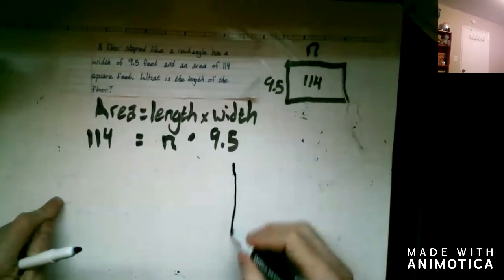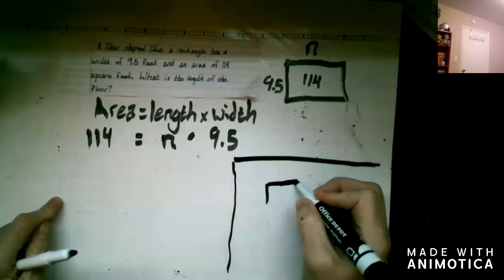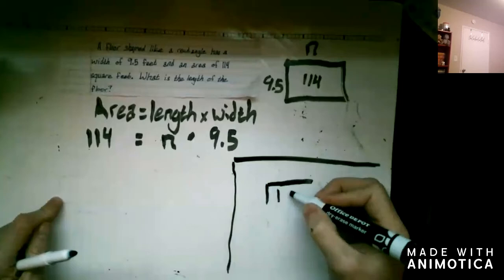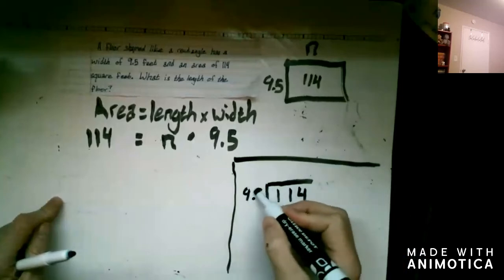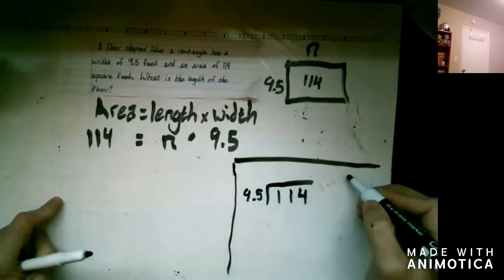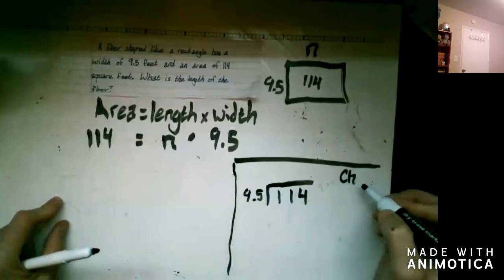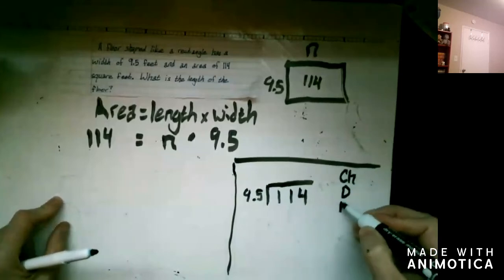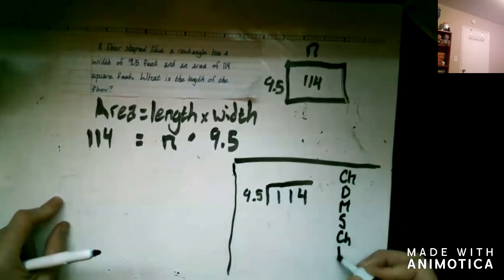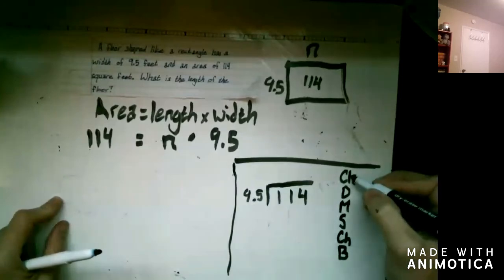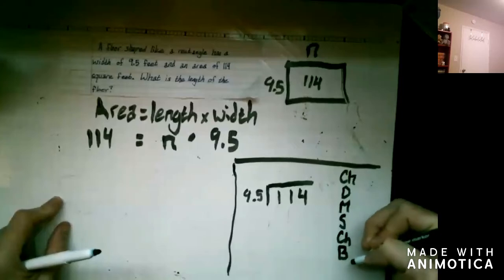So I'm going to give myself a little bit of workspace. I'm going to write in my division problem, 114 divided by 9 5/10. I'm also going to write in my steps for long division. I always use the mnemonic device: Charlie, do, monkeys, sell, chopped bananas. Check, divide, multiply, subtract, check, bring down.